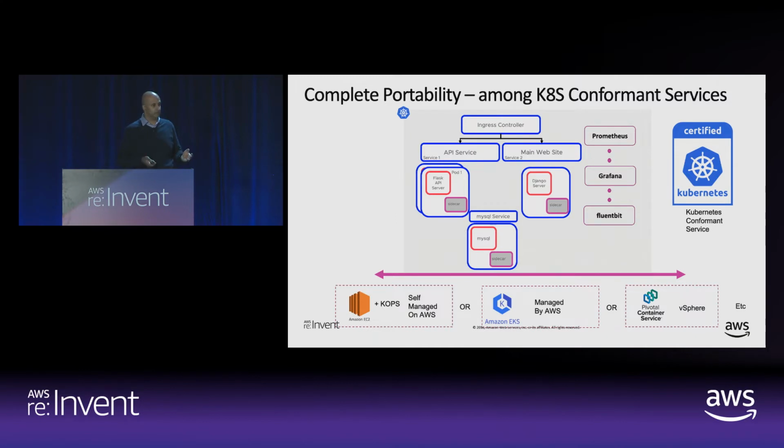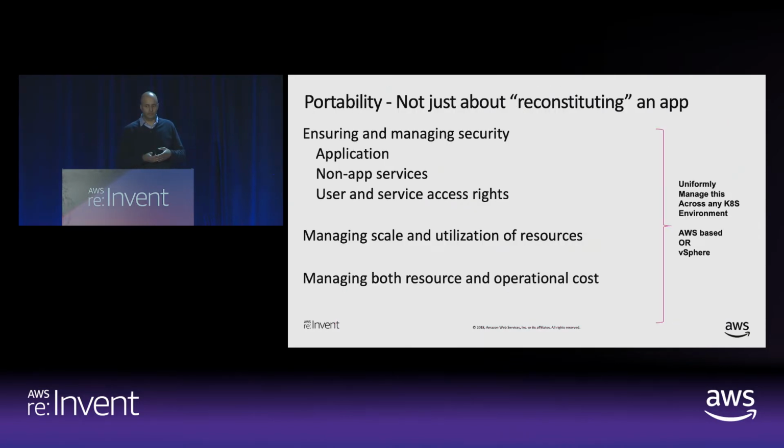However, that's not the only bit, right? When we think of portability, we have to think of a few other components around this. And that's where it's not just about reconstituting the app, but it's about ensuring that as you go from one location to another, right, you have a simple, consistent way of scaling those resources that are there, right? So the example I gave you about scaling, let's say, the API service, right? That's done in a consistent fashion regardless of where you are, and the utilization of those resources is done consistently across any location. You also want to be able to manage those resources consistently and manage their cost, right, uniformly.